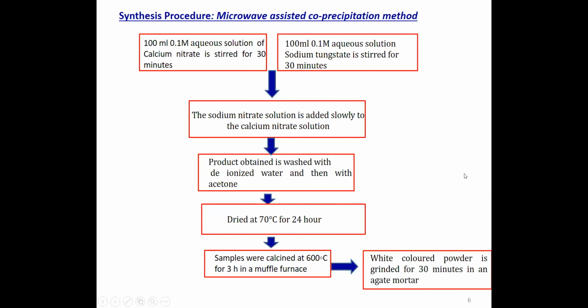The samples, that is the calcium tungstate and europium doped calcium tungstate phosphor materials, were prepared by a simple co-precipitation method, and this is the flowchart of the synthesis procedure. 0.1 molar aqueous solutions of calcium nitrate and sodium tungstate were prepared, stirred well for 30 minutes and mixed, and the product obtained was washed with deionized water and dried at 70 degrees Celsius. Finally, the samples were calcined at 600 degrees Celsius for 3 hours in a furnace, and ground for 30 minutes. The samples were further characterized using techniques like XRD and photoluminescence studies.